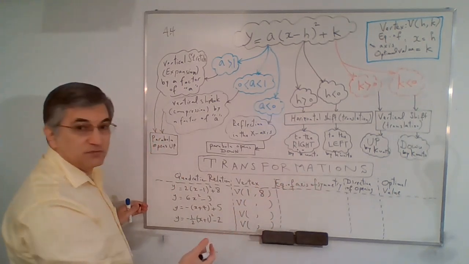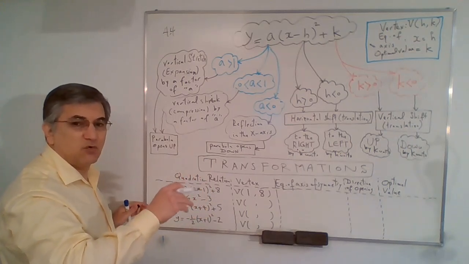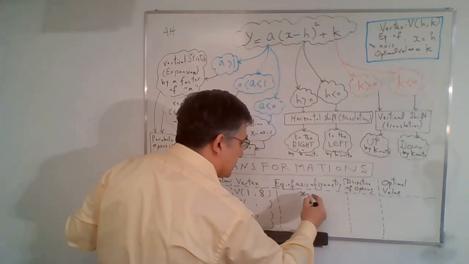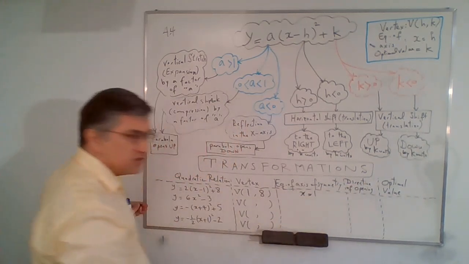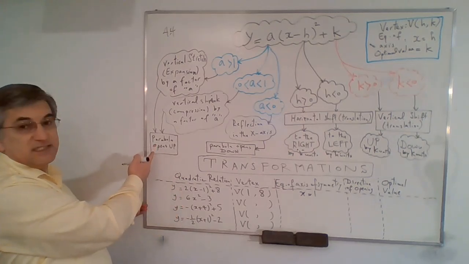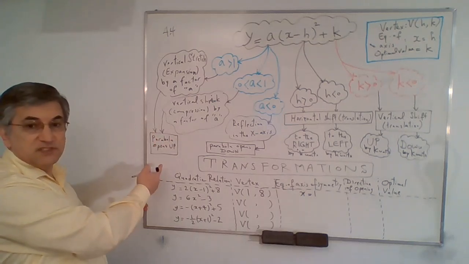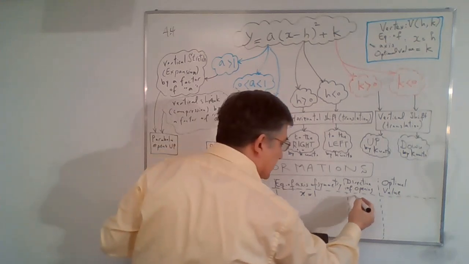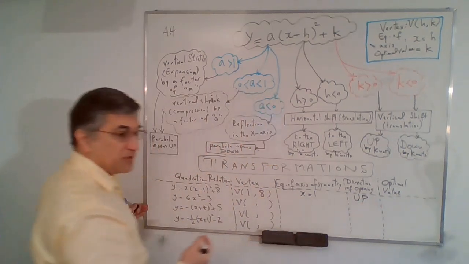The equation of axis of symmetry is always x equals the x coordinate of the vertex, which is 1 in this case. So I'm going to go x equals 1. Direction of opening clearly is upwards because the value of a is positive. See here, earlier we said that the parabola opens up if a is positive.